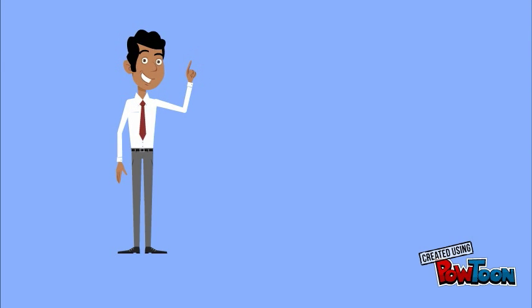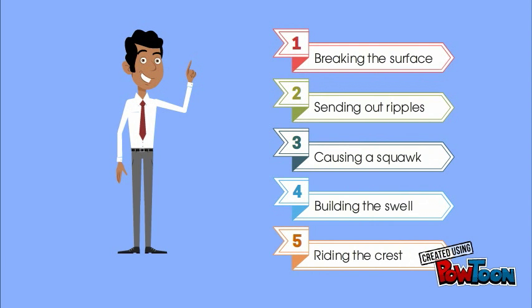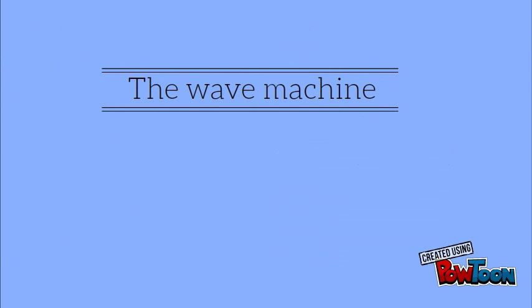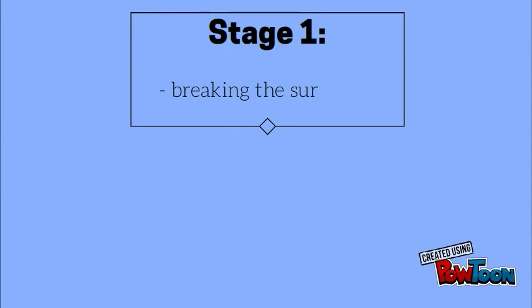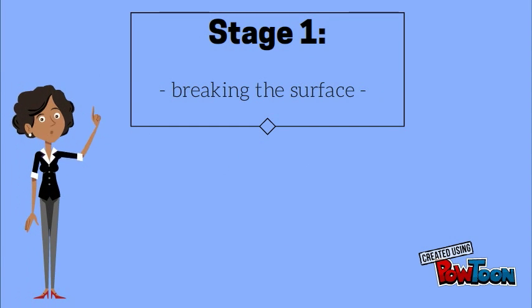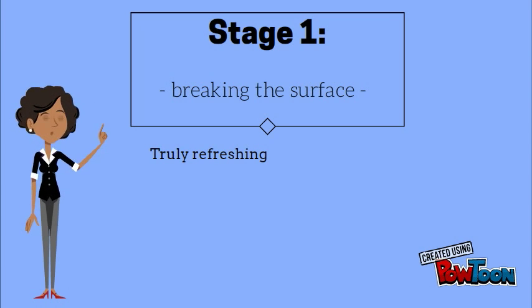Every innovation in IT goes through the following 5 steps, which follow a wave-like pattern. This wave pattern is called the wave machine, also known as the invisible hand of IT. Imagine the IT world as a flat surface of water. An innovation can break the surface and start growing into a building wave. New business application software can be truly refreshing, but it has to make its way to the public.